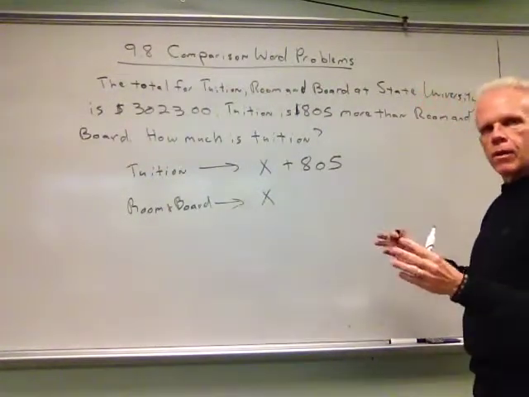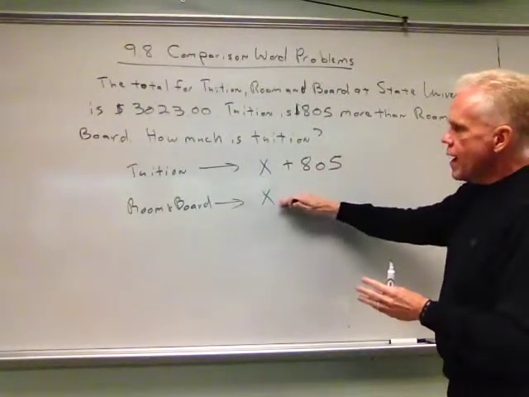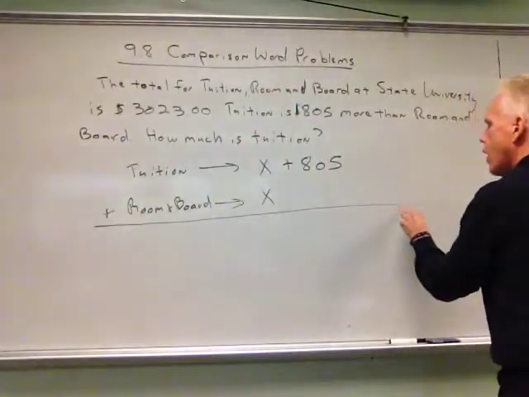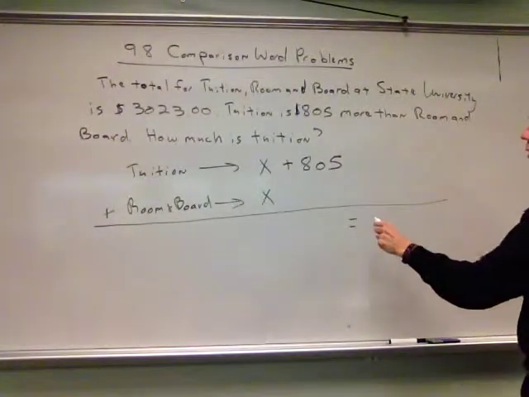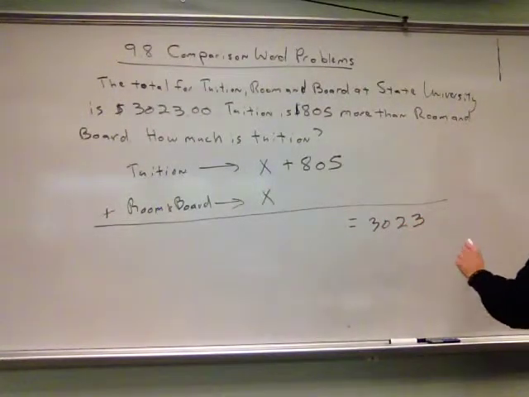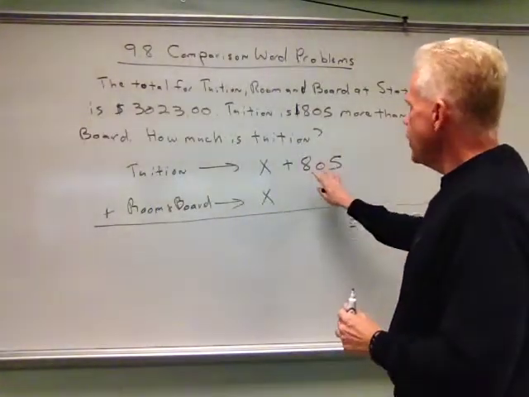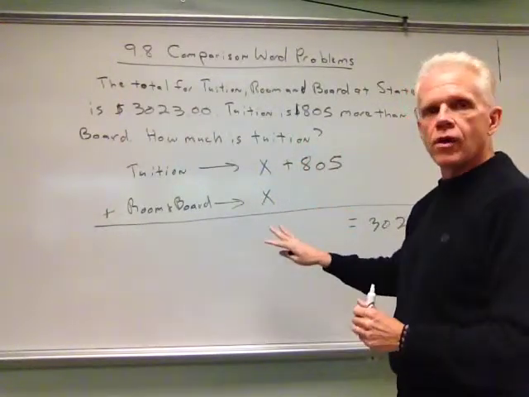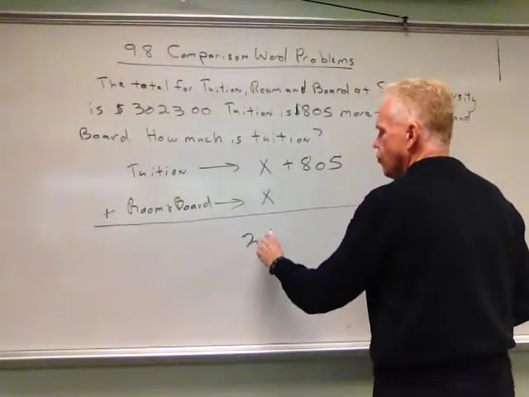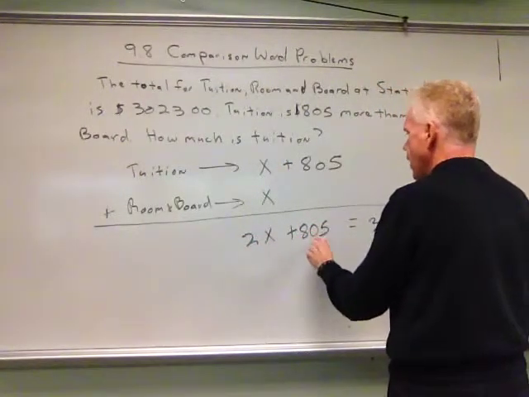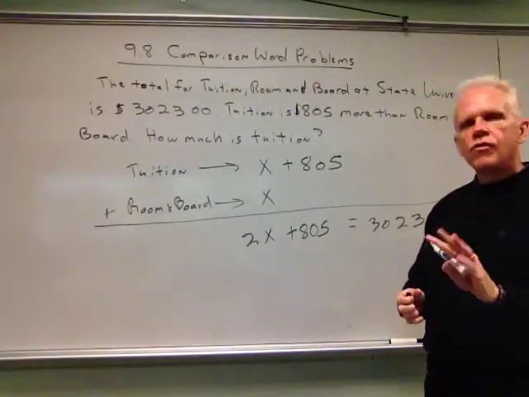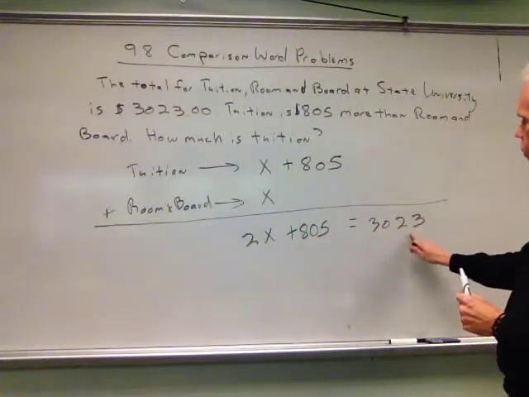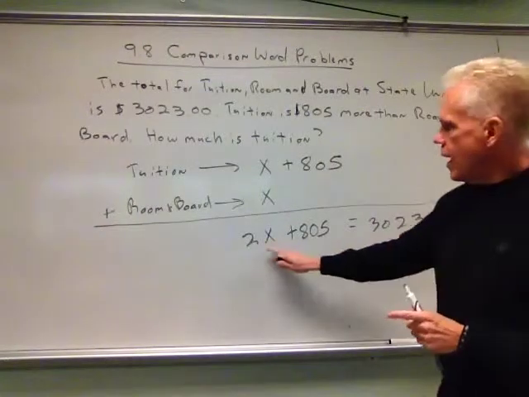Now, here's the deal. If you take the tuition and you add it to the room and board, if you take these 2 things and add them together, the total for all of that together is $3,023. Now guys, what we can do is we can take these 2 algebraic expressions and we can combine those. We can add those up. x and x is, of course, 2x plus 805. So now what we've done is we've generated this nice equation of 2x plus 805 equals 3023. And remember, the x stands for the room and board.